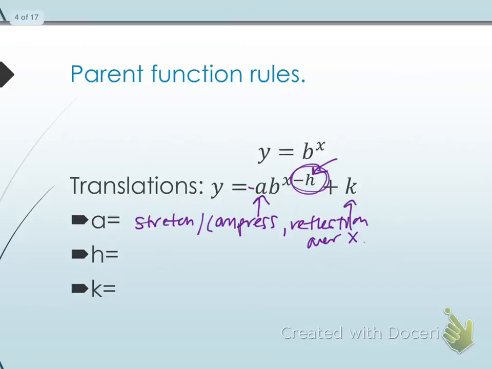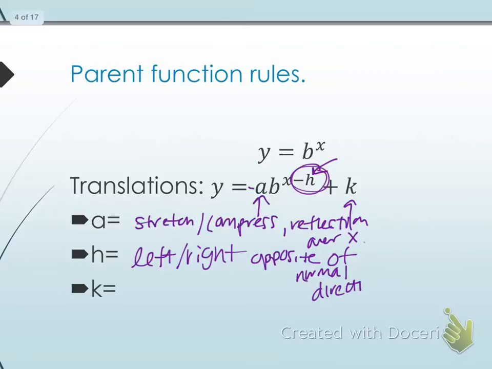So when we were in the inside of the absolute value, we are moving left and right. And remember, it's always opposite of what direction you normally think it would be. Normal direction. And then k is my up or down. Reflection over y would be if this x is negative.